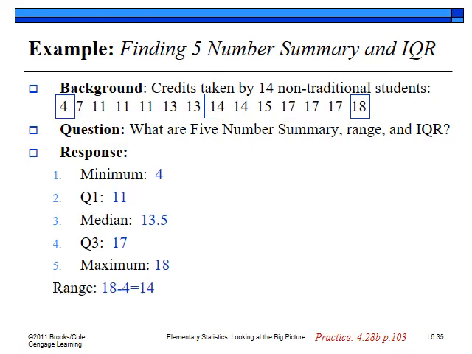The range is the difference between the maximum and the minimum value. 18 minus 4 is 14. And the IQR is the third quartile minus the first quartile. That gives us an IQR of 6.